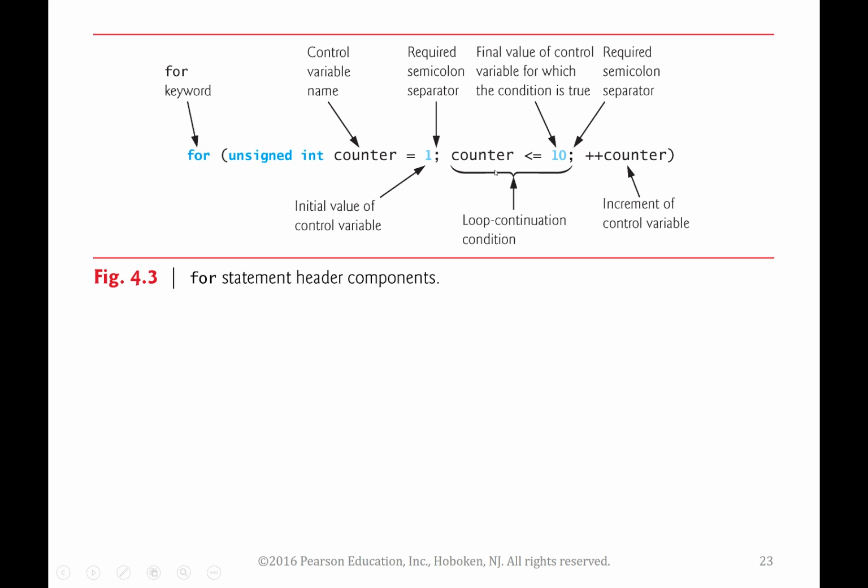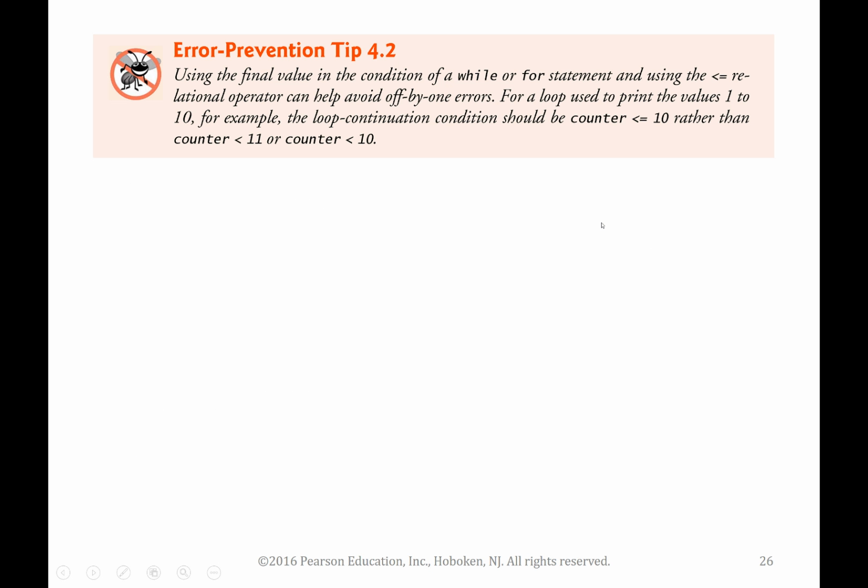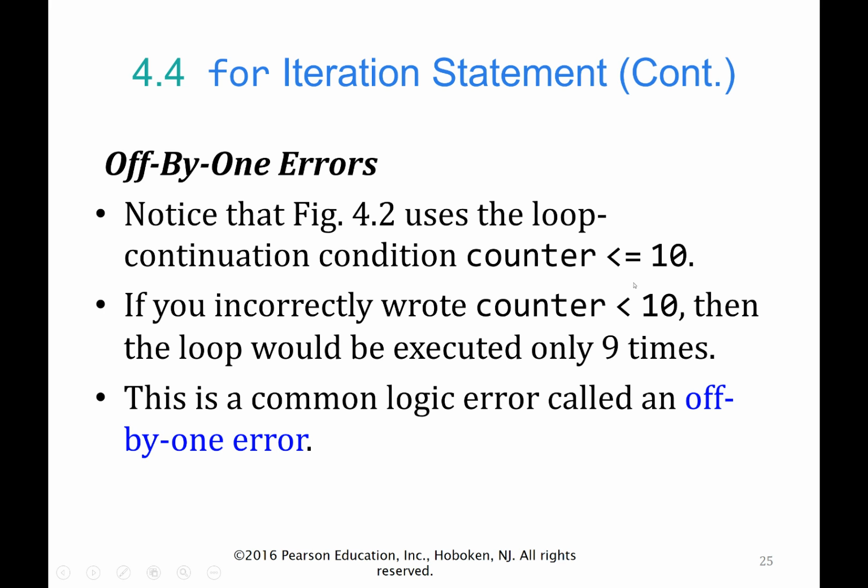If you leave the continuation condition out, then it just runs forever. Typically you have all three of these: the initial value of the control, the condition, and then the increment or decrement of the control value. And this just talks about the fact that if you use less than instead of less than or equal to, then it'll only execute 9 times. That's a common programming error.